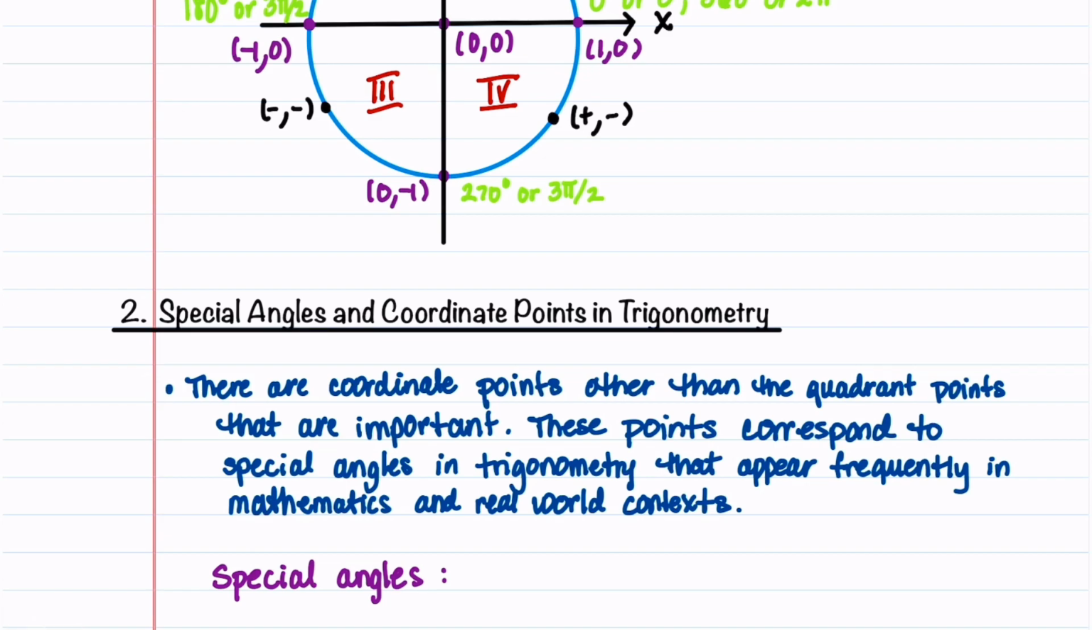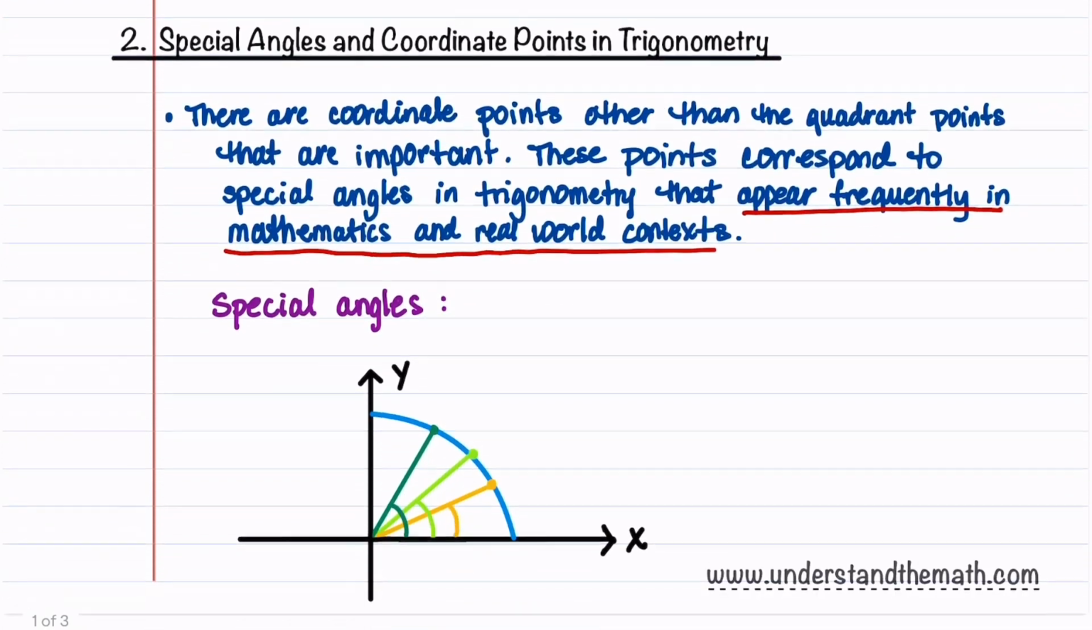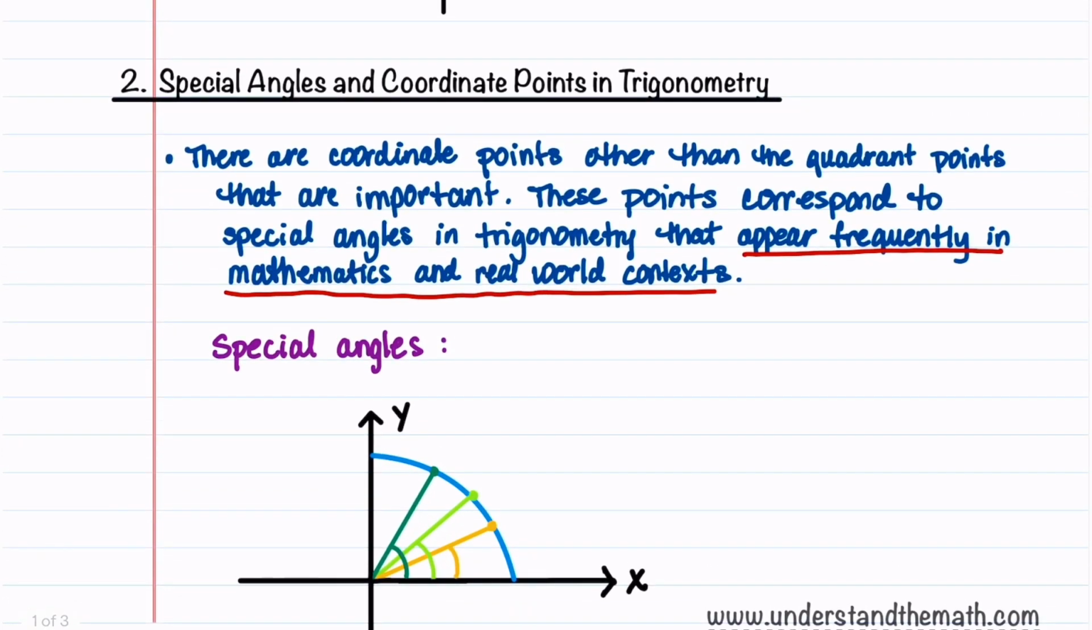Let's now look at some special angles and their coordinate points. These points appear frequently in mathematics and in real-world contexts. The special angles we're going to look at are 30 degrees, or pi over 6, 45 degrees, or pi over 4, and 60 degrees, or pi over 3. We can note these in our first quadrant on our unit circle.